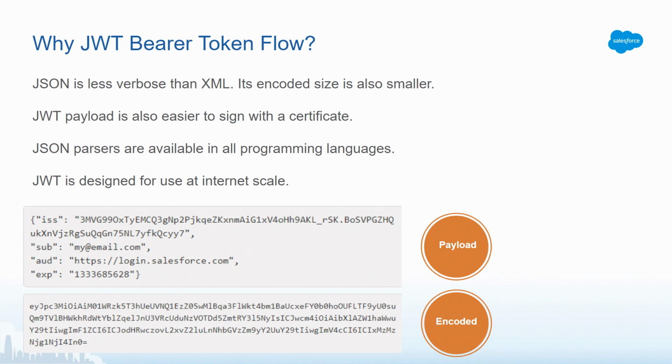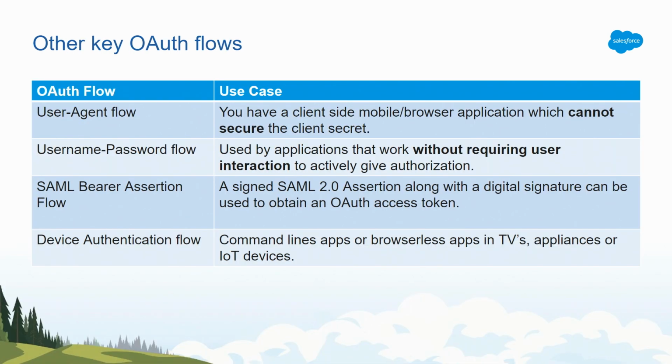And this is an example of the JWT and how it looks when it's been encoded. So that's some quick notes about the JWT bearer token flow. Some of the other key OAuth flows that we have.